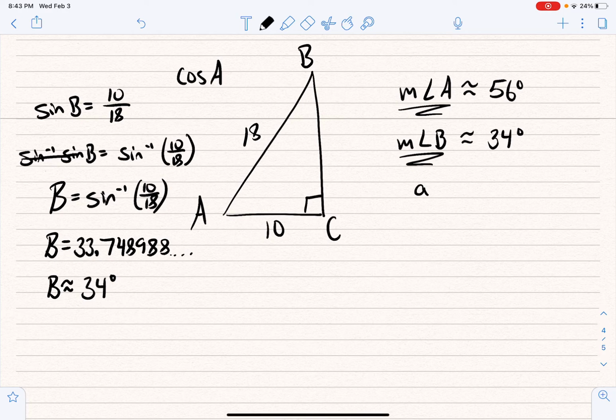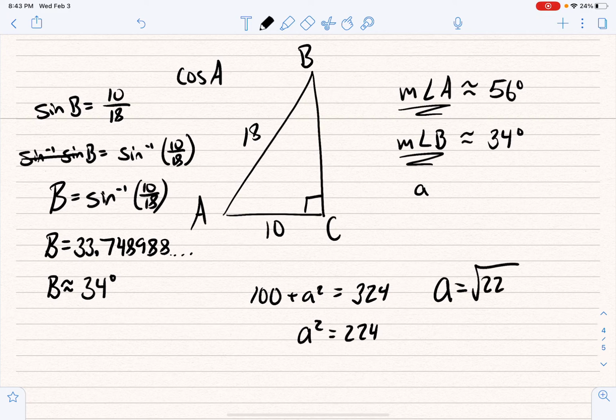And then I can use the Pythagorean theorem to figure out little a. 18 squared is 324, and 10 squared is 100. So 100 plus a squared is equal to 324. So a squared is equal to 224. So a is equal to the square root of 224, which is about 14.966. Of course, because that's almost 225, so it's about 15.